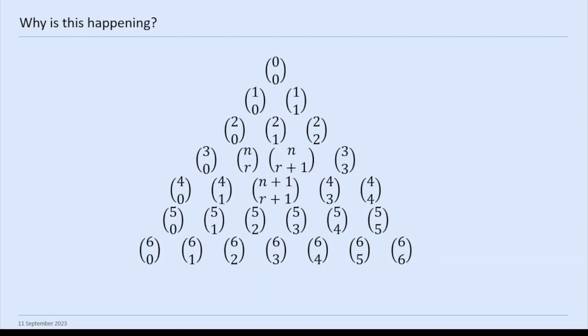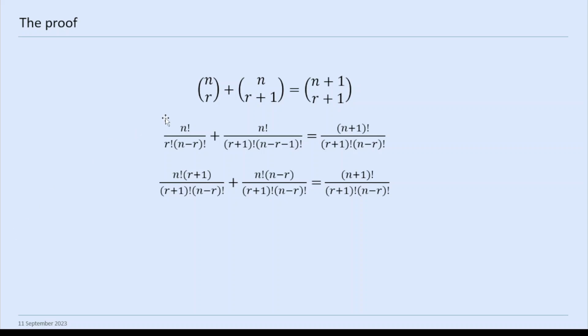So the question is, what on earth's going on? Why is this happening? If we pick somewhere in the middle of Pascal's triangle, what must be happening is that if we choose R plus 1 from N plus 1, that is the sum of the two above. So the two above will be R from N and R plus 1 from N. That's what must be happening to make all of this work. So we've got to prove that choosing R from N plus choosing R plus 1 from N gives the same as choosing R plus 1 from N plus 1.